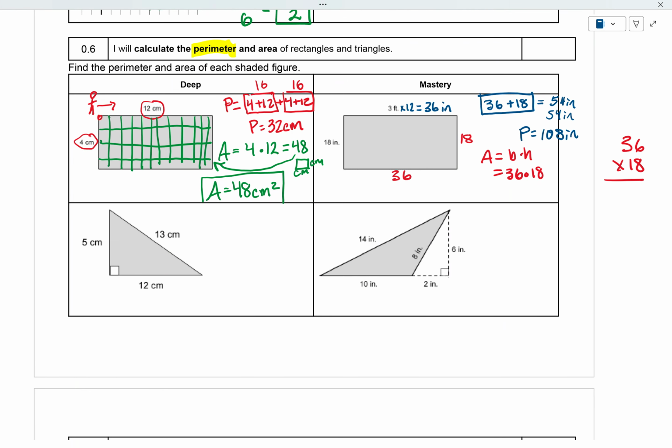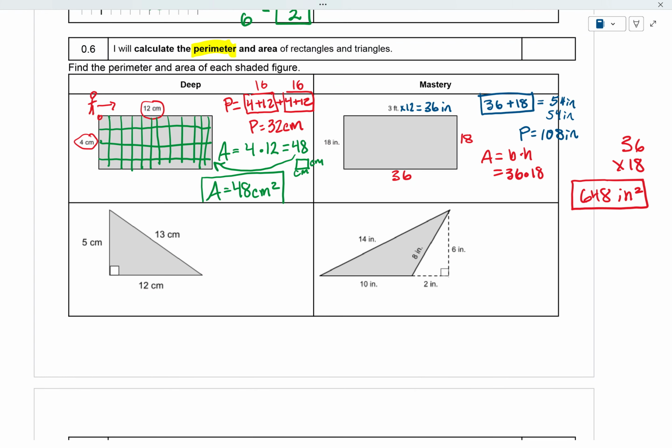I am not going to review long multiplication of double-digit numbers with you. That's a waste of your time. So I'm just going to say the answer is 36 times 18 is 648. Now, this is most important, square inches, because I decided to convert it to square inches.